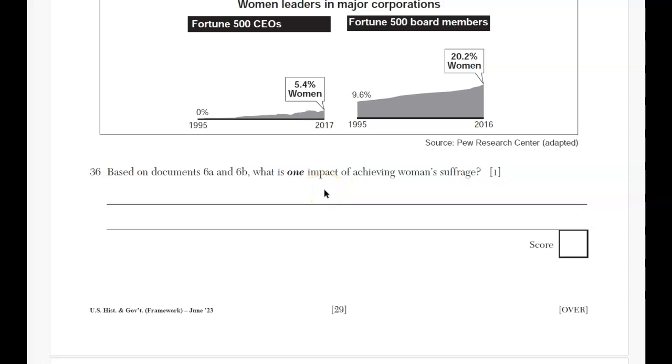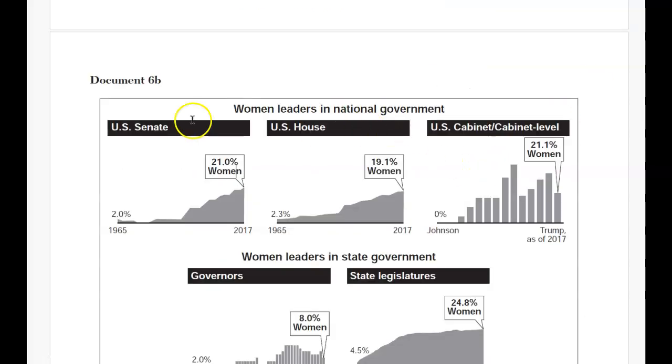Based on the documents 6A and 6B, what is one impact of achieving women's suffrage? Well, you could say achieving women's suffrage means that there are now women in Congress at all. There were 0 back when women got the right to vote. Now there are not as many as there are percentage-wise. Not as many in Congress as there are in the population percentage-wise, right? But they're in there at all.